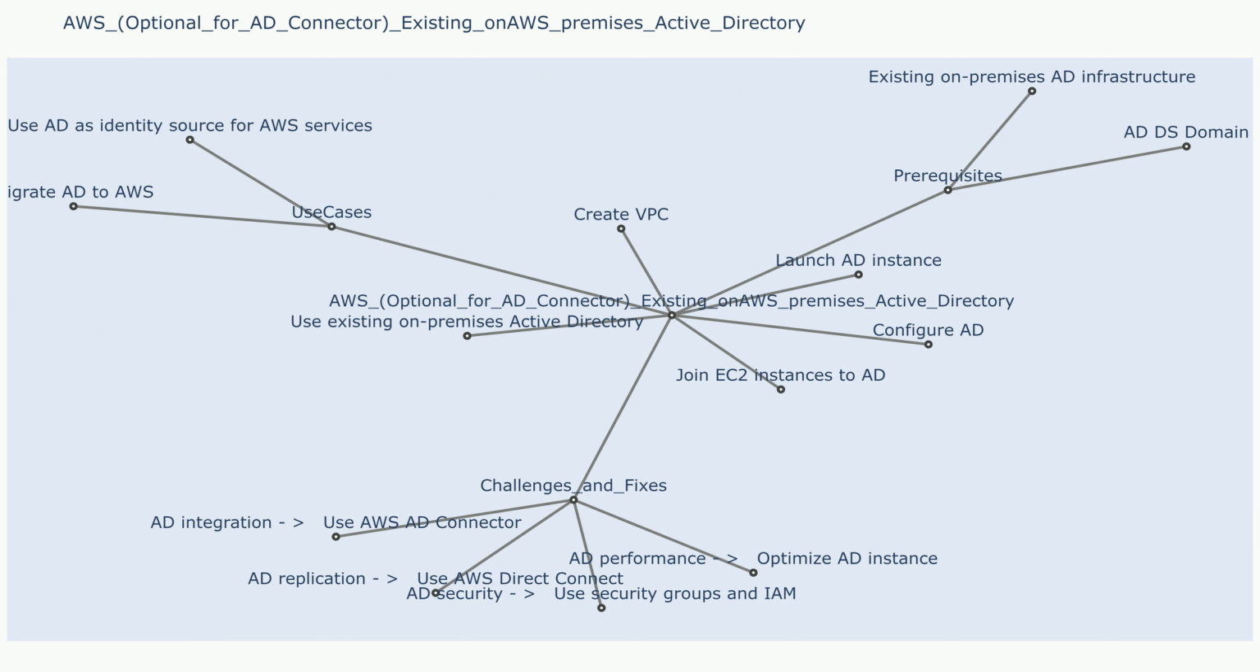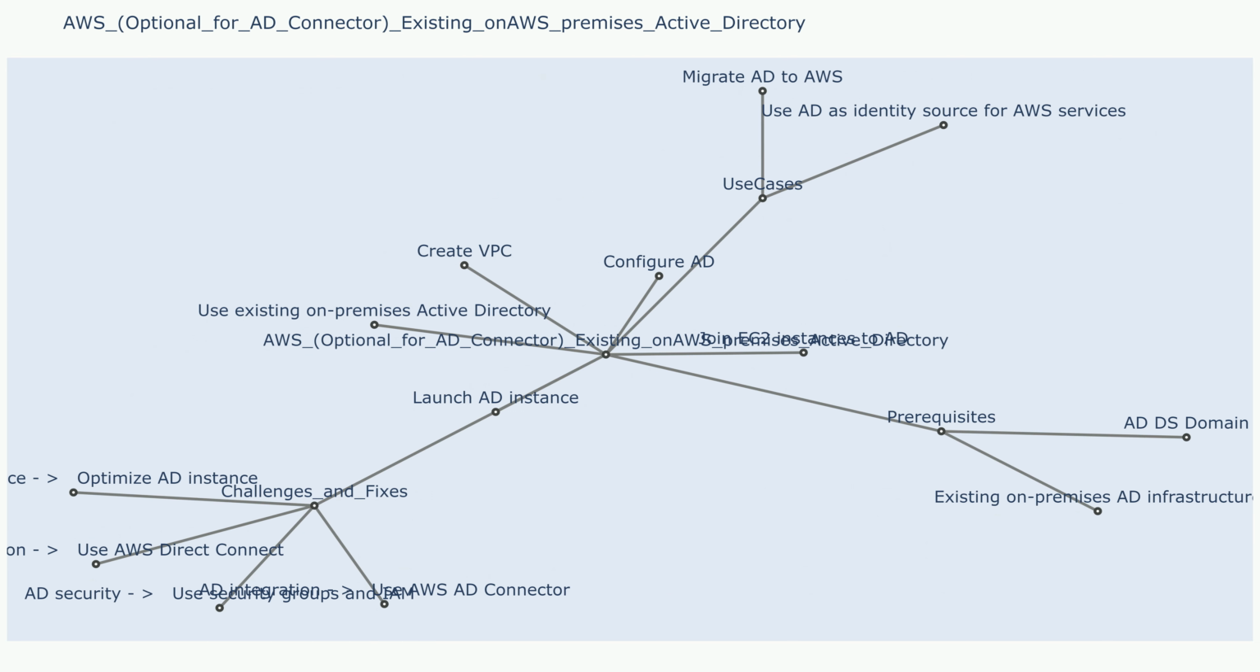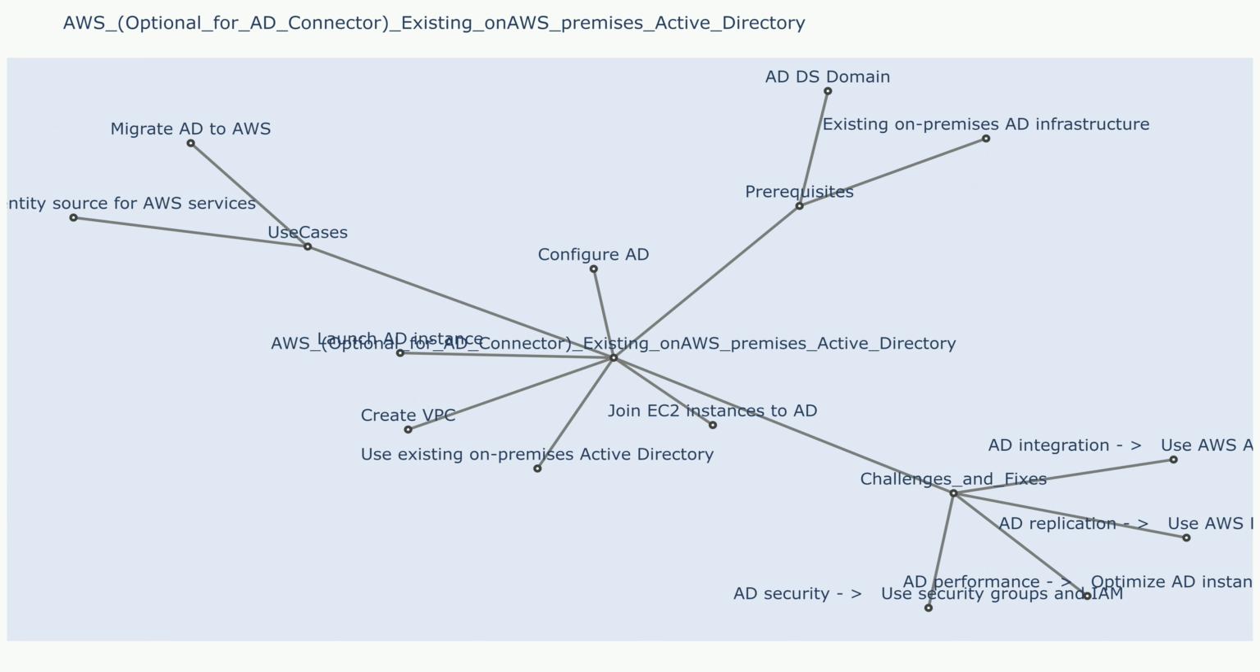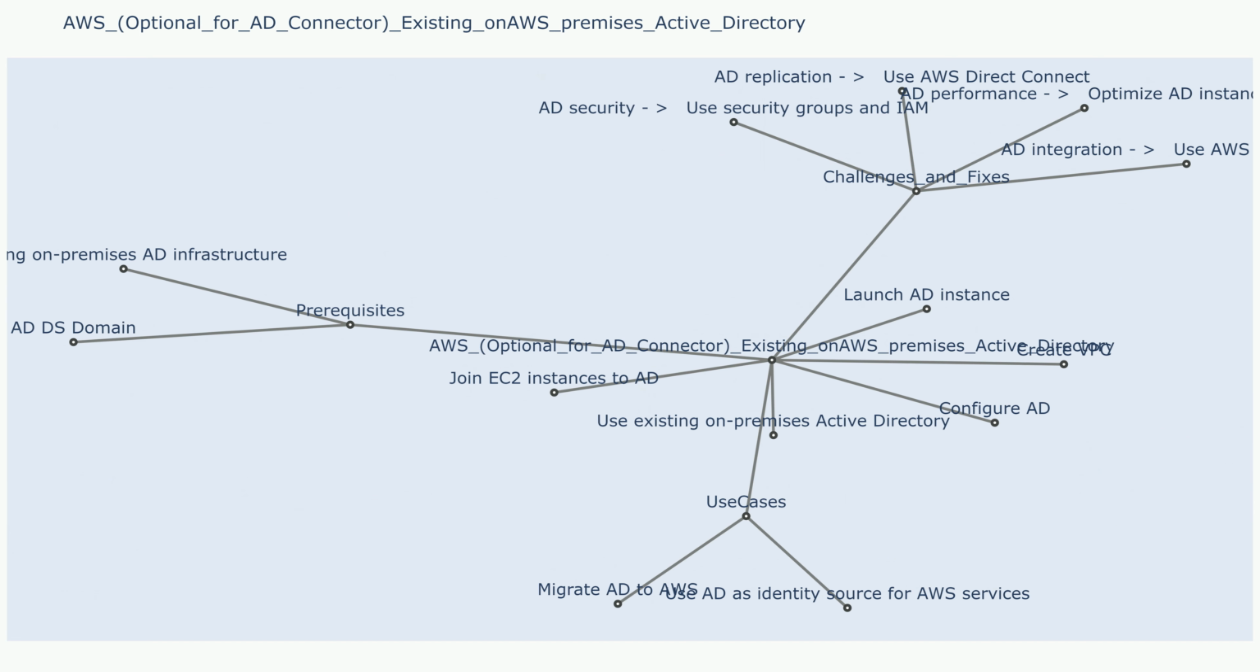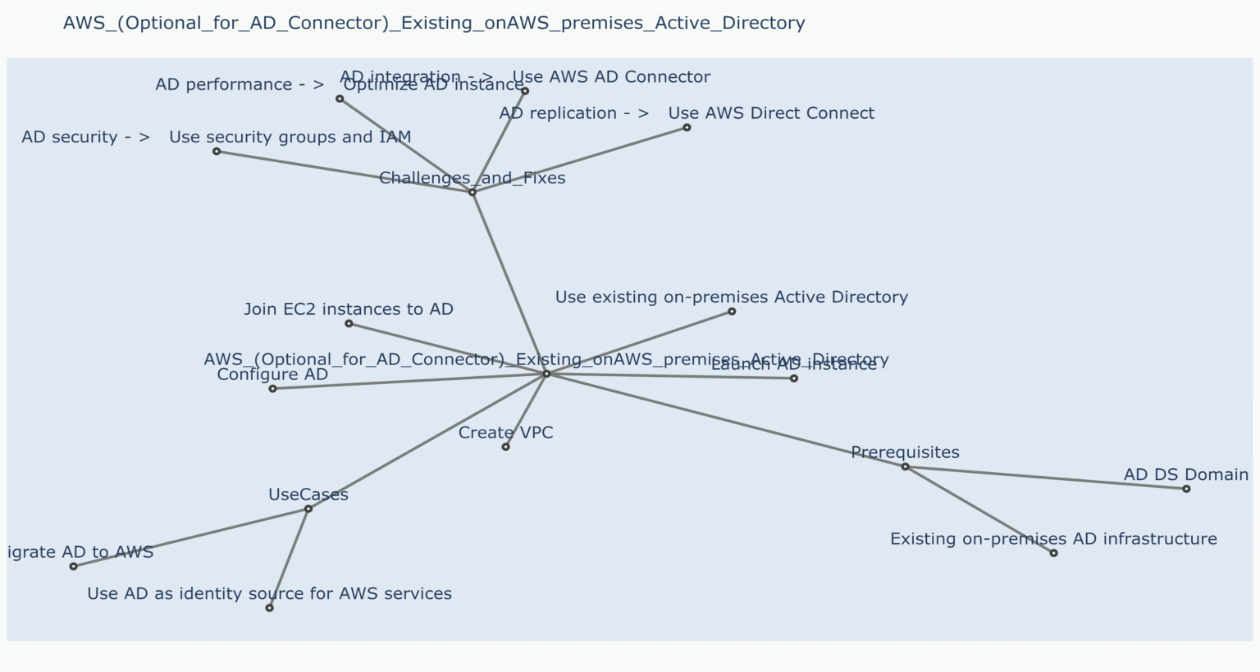Join EC2 instances to AD. Join other EC2 instances in your VPC to the AD domain to provide them with authentication and authorization services. Challenges and fixes: AD replication. Maintaining consistent replication between your on-premises AD domain controllers and the AD instance in AWS.